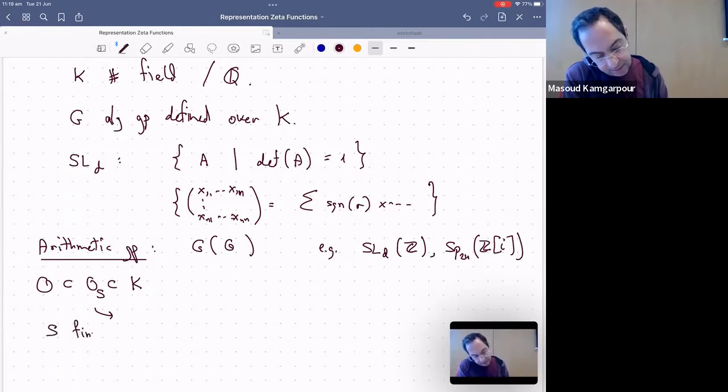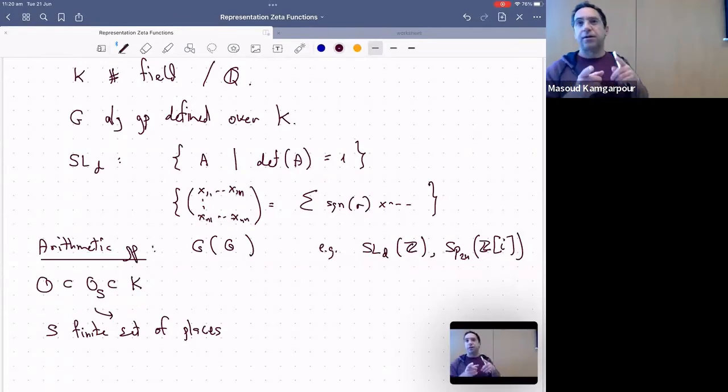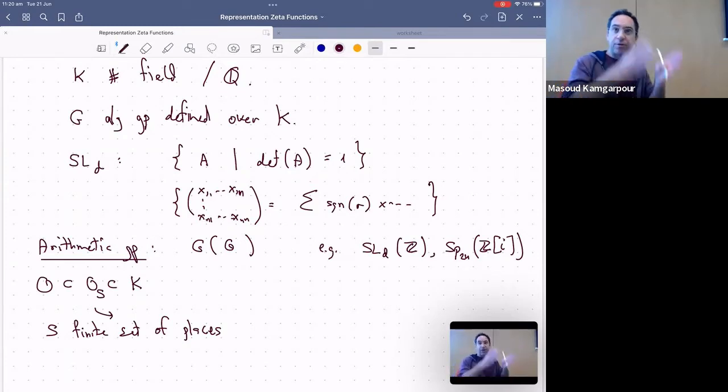S to be a finite set of places. So these are valuations or norms over the field K. And I'm insisting that this set contains all the Archimedean ones. So we saw yesterday, I mentioned it, that over the rationals, you have the p-adic norms, and you have the real absolute value. The real absolute value is the one which is not an ultrametric; it's an Archimedean norm, and the rest are all non-Archimedean. They are ultra norms, and that's the case in general.